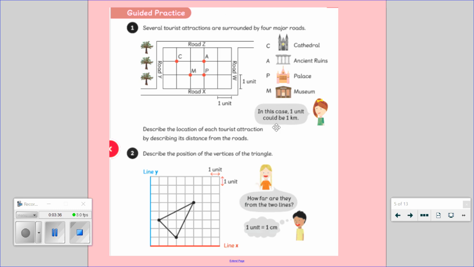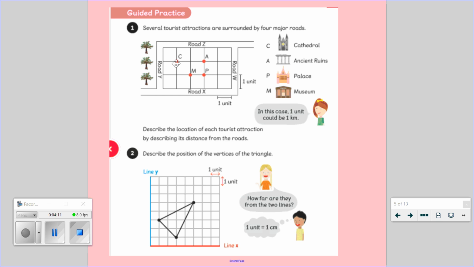So here is our guided practice today, and we are shown 4 tourist attractions. We have a cathedral represented by a C, ancient ruins represented by an A, a P for palace, and an M for museum. And here they are all shown on a map surrounded by roads W, X, Y, and Z. And it asks us to describe the location of each tourist attraction by describing its distance from the roads.